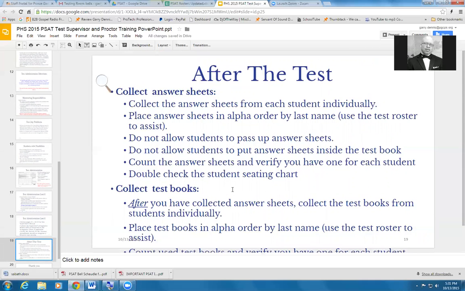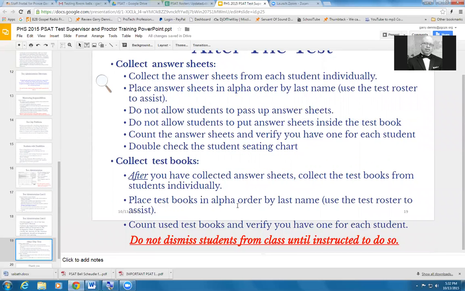After the test is done, you're going to collect all the materials, collecting them from students individually. I'm asking, please do not allow students to pass up sheets or papers. Do not allow students to put answer sheets inside the test booklet. Just count the answer sheets and verify that you have as many as were given out. As you collect the test booklets and answer sheets from students individually, as I stated again, our goal is to collect them in alpha order. That would help.